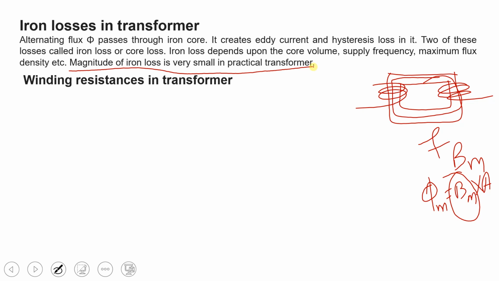Then winding resistances in a transformer.